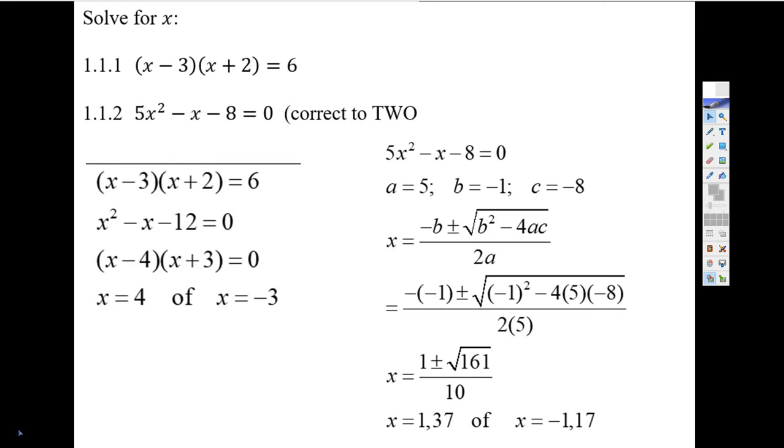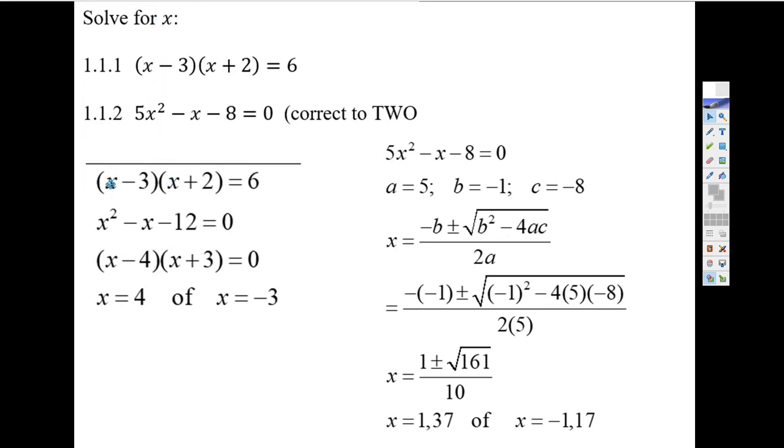Okay, this is the preliminary paper from 2022 that we did at Fishhook High School, and here we go with paper 1, question 1. And this one asks you to solve for x.